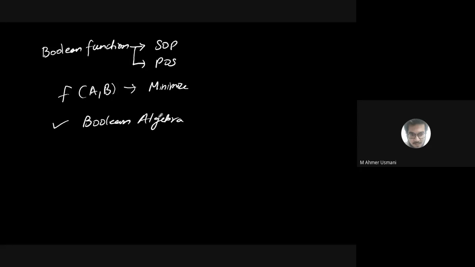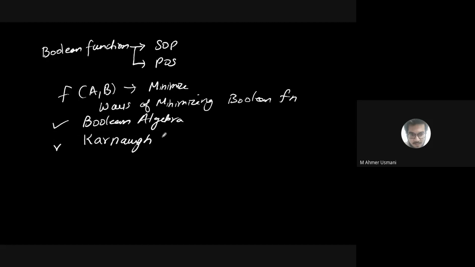These are the ways of minimizing a Boolean function. One of the methods is Boolean algebra. The way we will see today is called K-map. You can call it K-map, or by its full form, Karnaugh map, or Karnaugh's map. This is the second way of minimizing it.